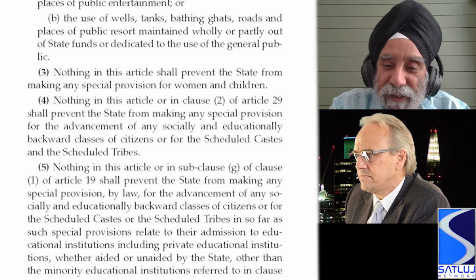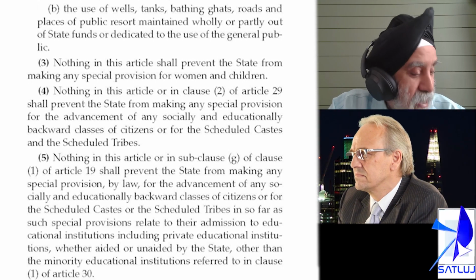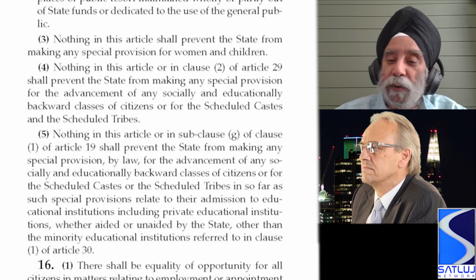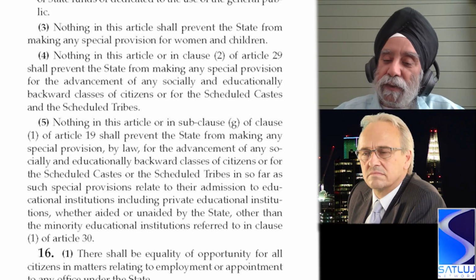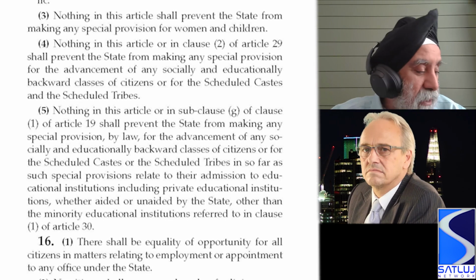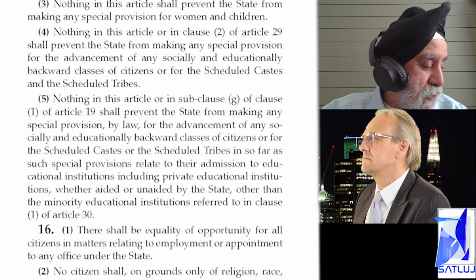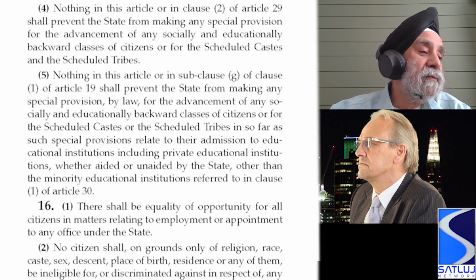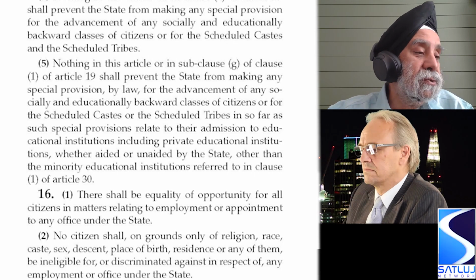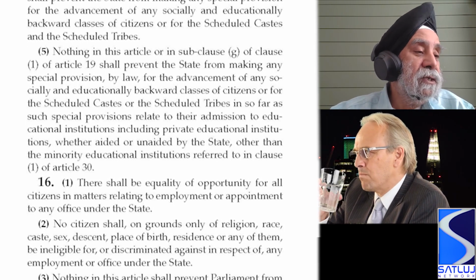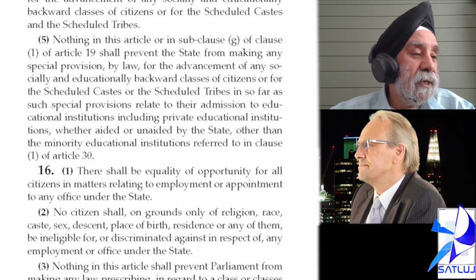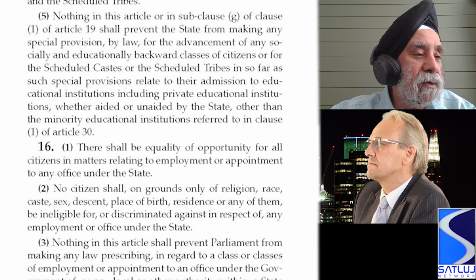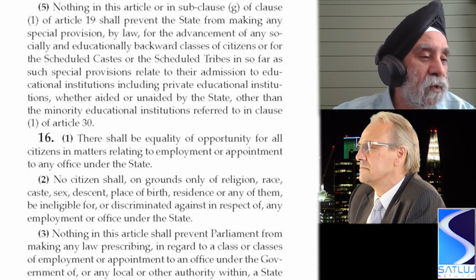I agree with you. Let's go to clause number 5 of Article 15. Again, "nothing in this article or in sub-clause (g) of clause 1 of Article 19", see, we haven't reached even 19. You can just see what they're doing. It confuses the reader. "Article 19 shall prevent the state from making any special provisions by law for the advancement of any socially or educationally backward classes of citizens, or for the scheduled castes or the scheduled tribes, insofar as such special provisions relate to their admission to educational institutions, including private educational institutions, whether aided or unaided by the state, other than the minority educational institutions referred to in clause 1 of Article 30."